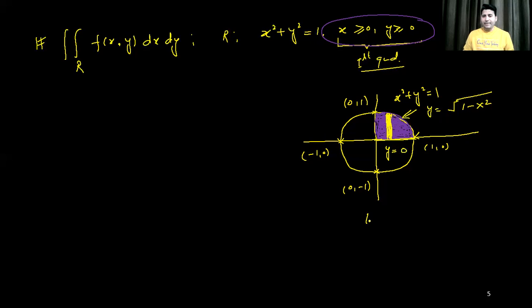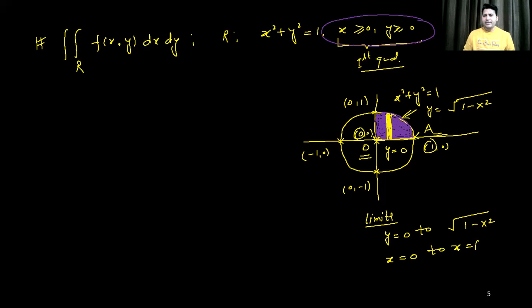Finally, I am getting the limits. So the limits for this problem are y equal to 0 to root over 1 minus x square. That is the limit of y. I hope you already get the limit of x for the reason. Variation is from O to A. At O, the value of x will be 0. At A, the value of x will be 1. So the limit of x will be x equal to 0 to x equal to 1.